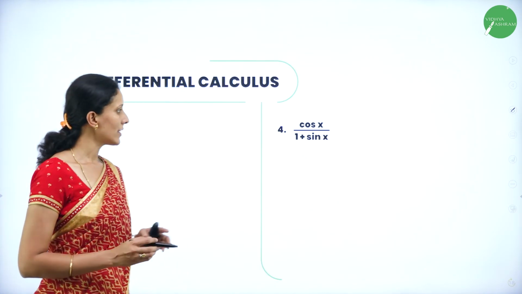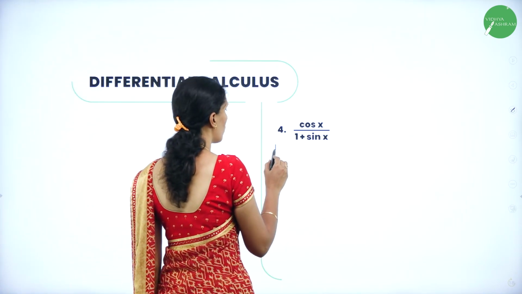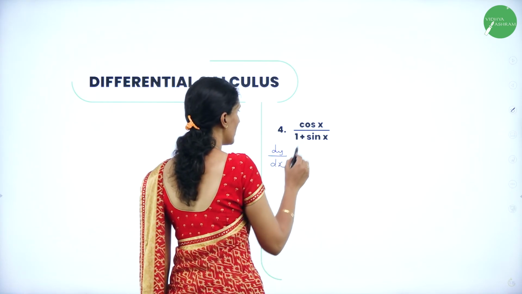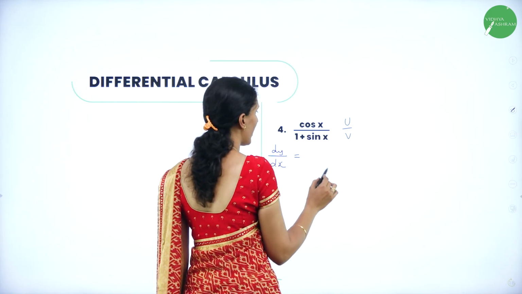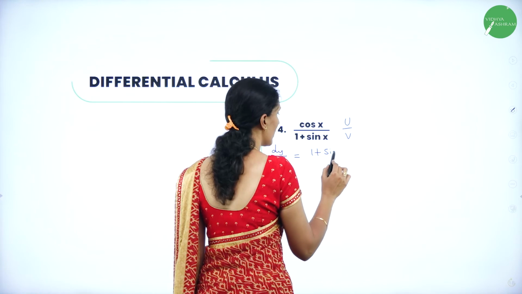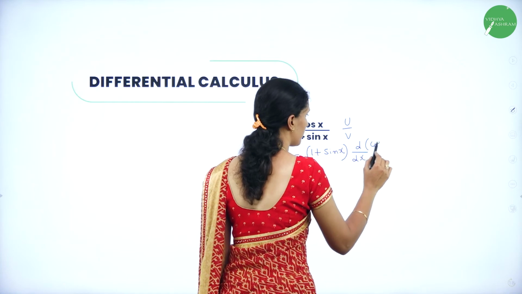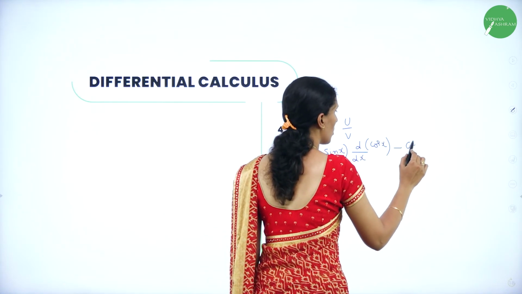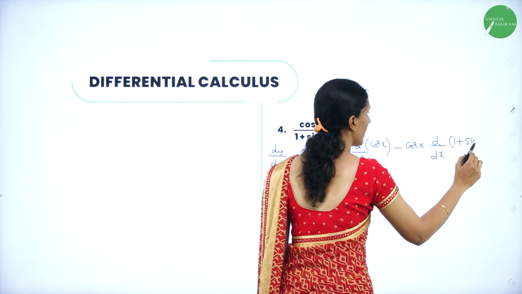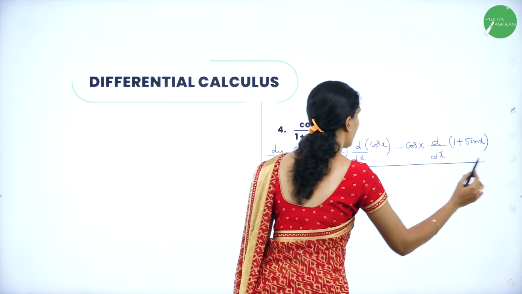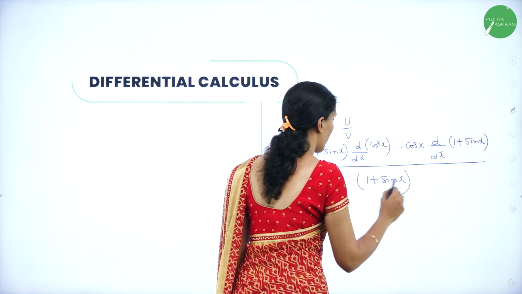Next I have cos x divided by 1 plus sin x. Let me apply the quotient rule here. So what does the quotient rule say? Dy by dx, this is in the form of u by v. So the rule says v du by dx, that is 1 plus sin x into d by dx of cos x, minus cos x into d by dx of 1 plus sin x, whole divided by v square, that is 1 plus sin x whole square.